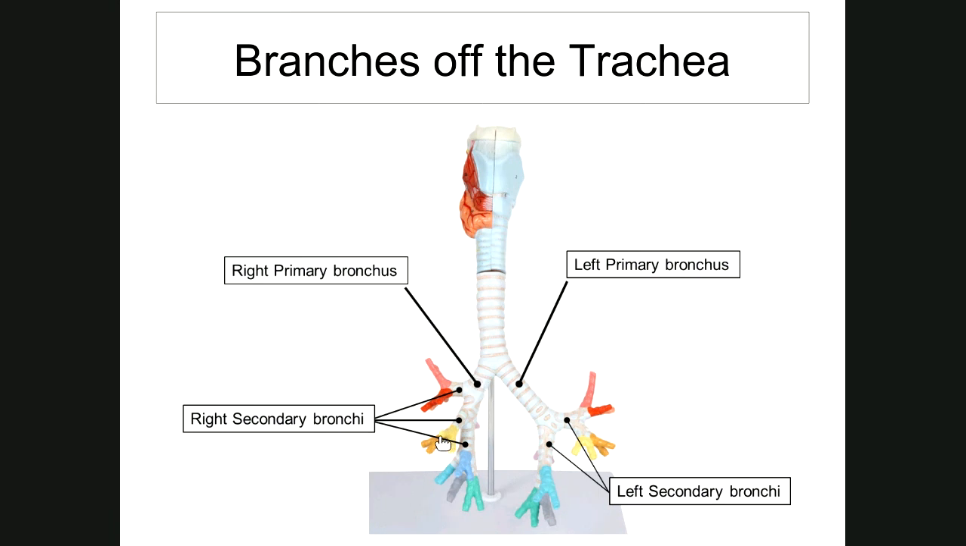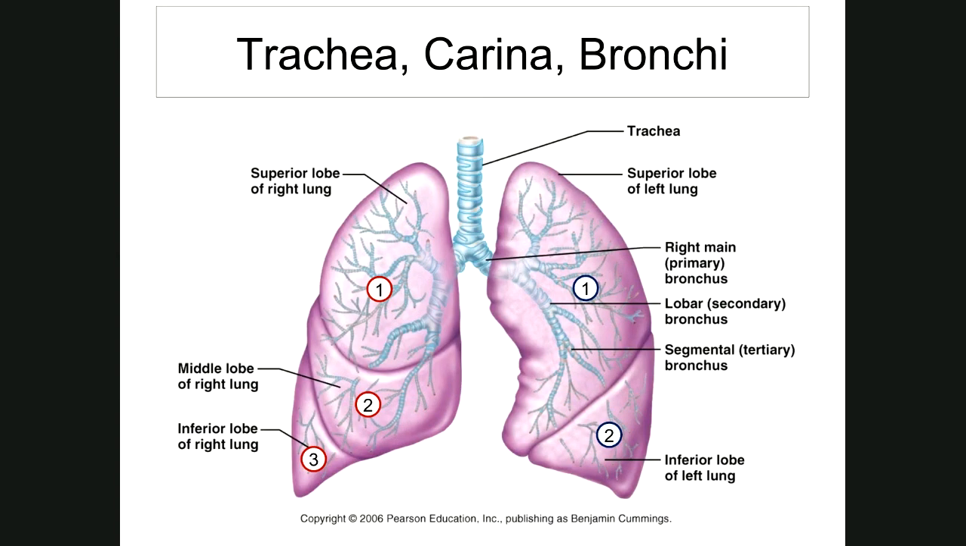Secondary bronchi divide into as many branches as there are lobes of the lung. The right lung has 3 and the left side has 2. And you probably noticed that I did label that on this picture. The right side has 3 lobes, a superior, a middle, and an inferior, and the left side has 2, a superior and an inferior lobe.